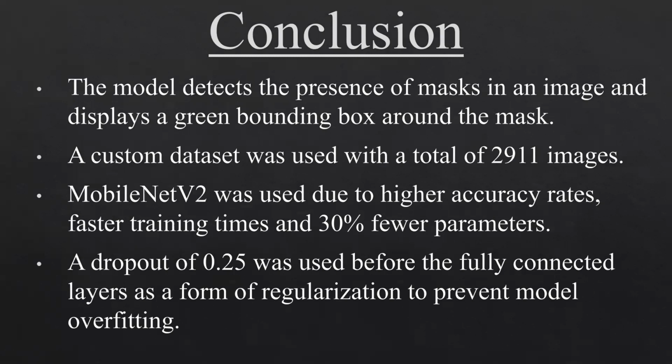And finally, to conclude our research paper and the entire project, the model that has been made detects the presence of masks in an image and displays a green bounding box around the mask. A custom dataset was used with a total of 2,911 images. MobileNet version 2 was used because of its higher accuracy rates, faster training times, and 30% fewer parameters. And finally, a dropout of 0.25 was used before the fully connected layers, as a form of regularization to prevent model overfitting.